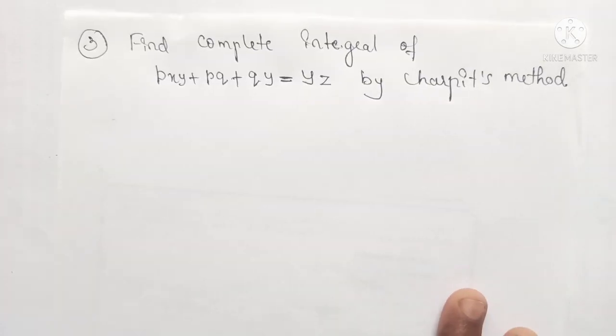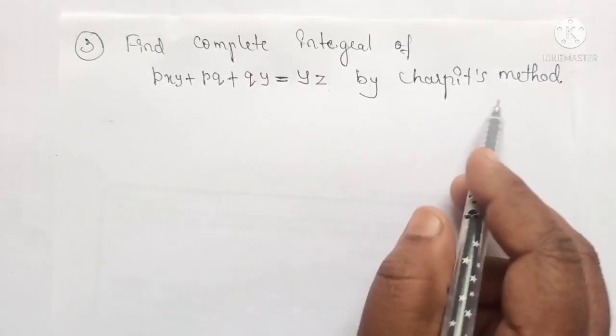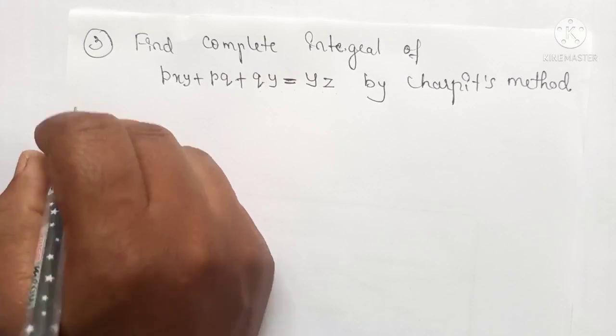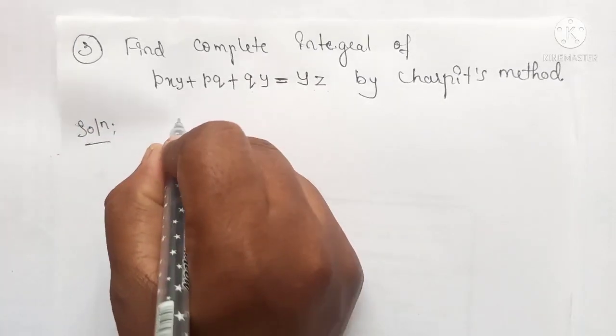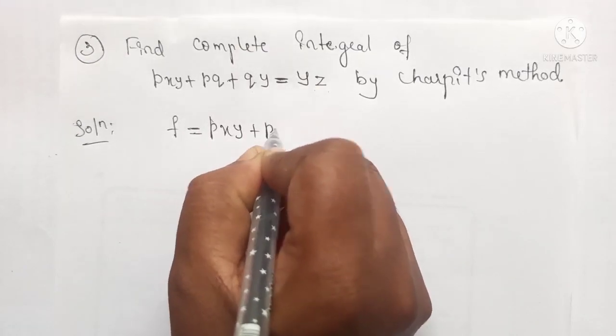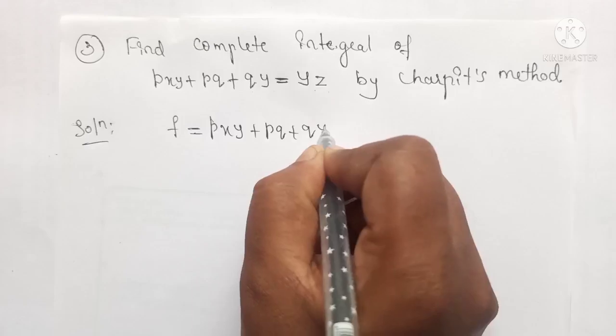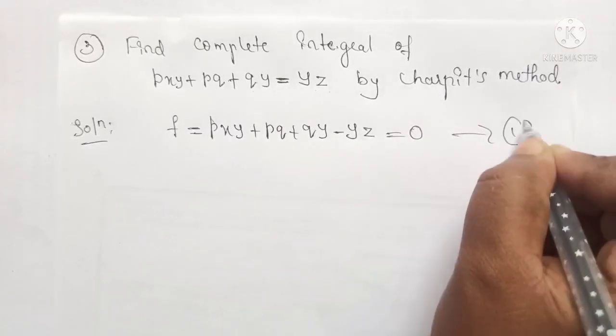Next problem: find the complete integral of pxy plus pq plus qy equals yz by Charpit's method. Solution. The given equation can be written as f equals pxy plus pq plus qy minus yz equals 0. Consider this as equation 1.